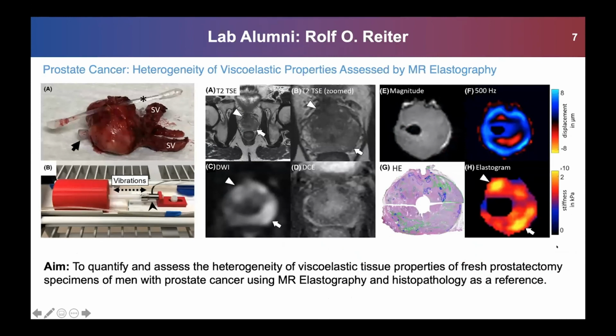Another project of his is on prostate cancer. The aim of this project is to quantify and assess the heterogeneity of viscoelastic tissue properties of fresh specimens of men with prostate cancer using MRE, with histopathology as a reference.